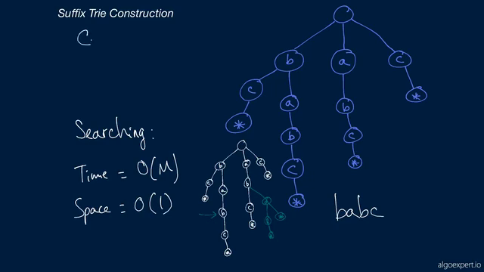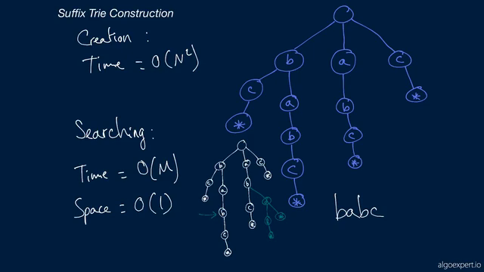Now, creation, on the other hand, let's write it down. Creation is going to take, in time, O of n squared, where n is the length of the input string that we're looking for. And the reason being is we're iterating through all of the suffixes and then iterating through all of their characters.